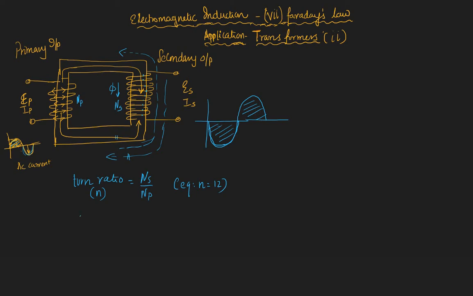Now your secondary voltage is always N times the primary voltage. So if your N is greater than 1, we say that your secondary is greater, so your output will be greater, and this we call a step-up transformer.